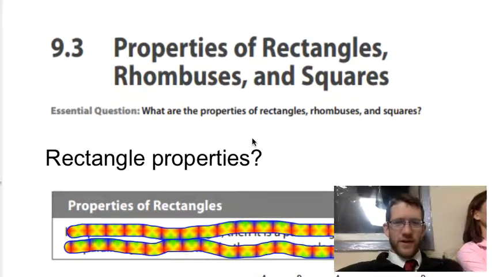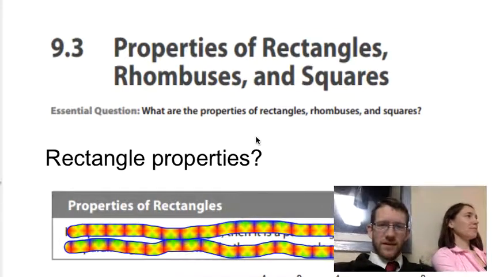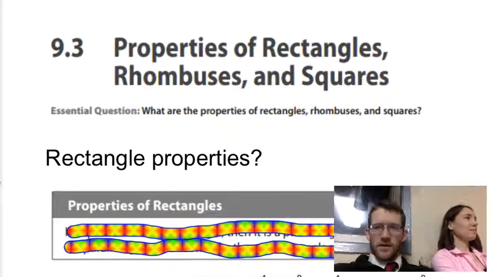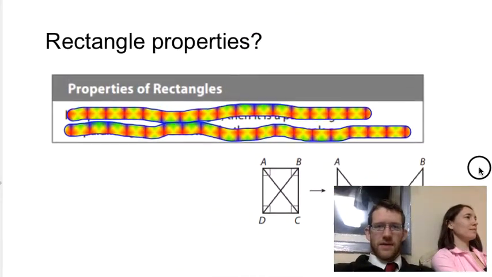Hey everyone, today we're doing 9.3 properties of rectangles, rhombuses, and squares. So first off, what is a rectangle?